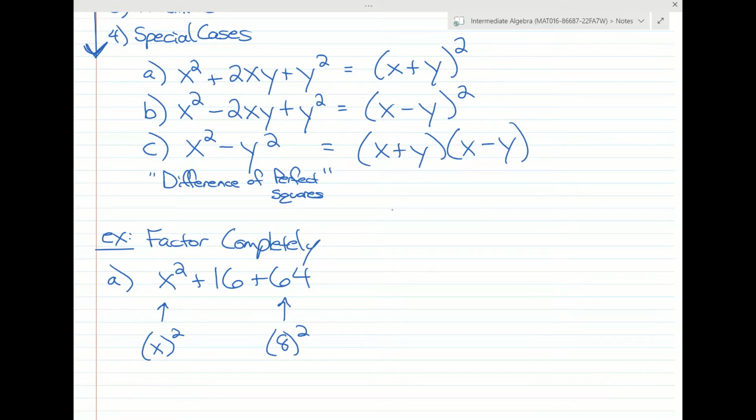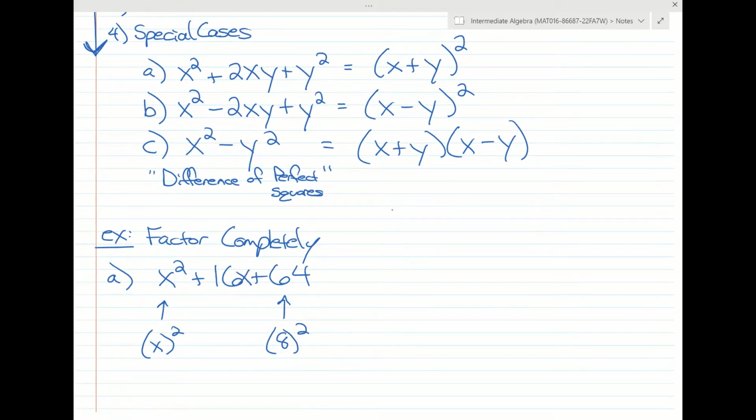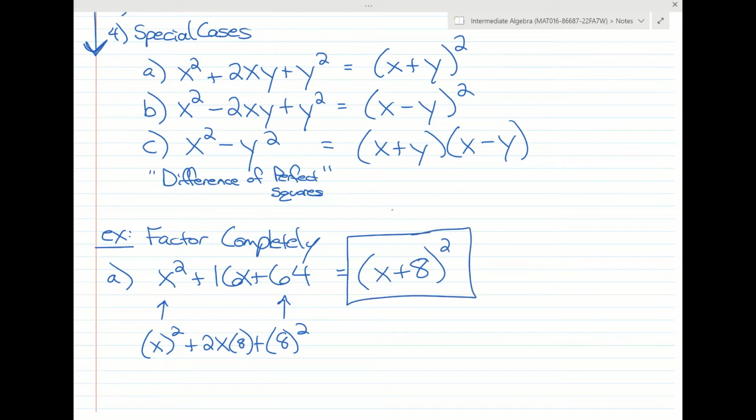So if you have a first term that's a perfect square and a last term that's a perfect square, you might have a special case if the middle term is 2 times the first and the second. And it looks like that's exactly what we have here. 16x is the same thing as 2 times 8 times x. So we could just say that this factors to be x plus 8 squared, and you're done. If we recognize the first term is a perfect square, last term is a perfect square, and the middle term is 2 times the first and last, we could just use that formula.